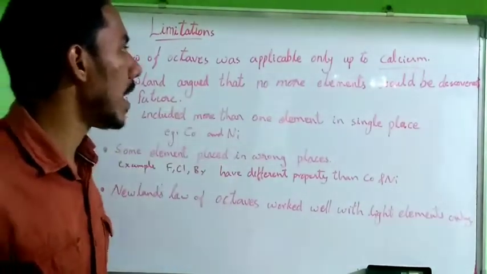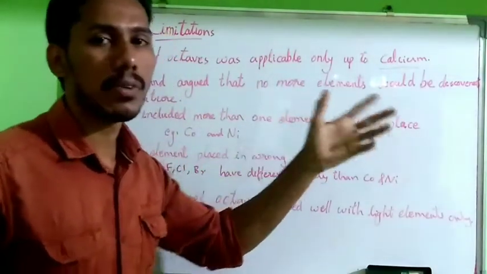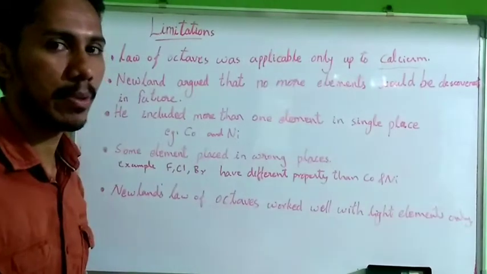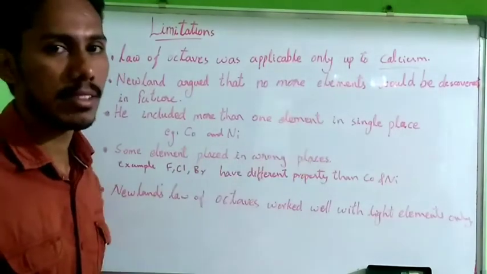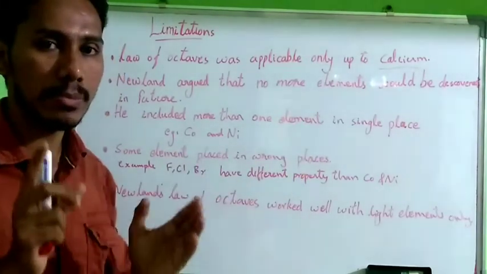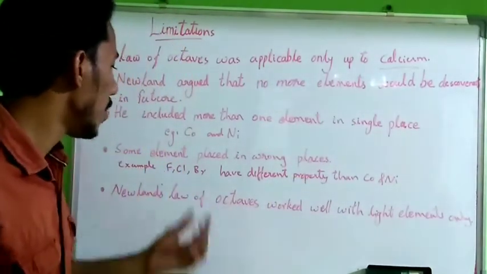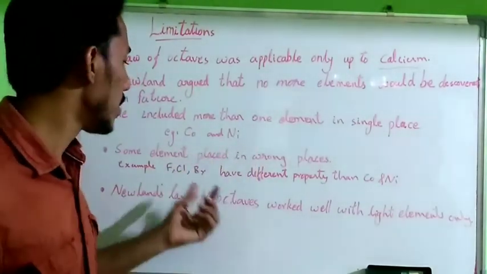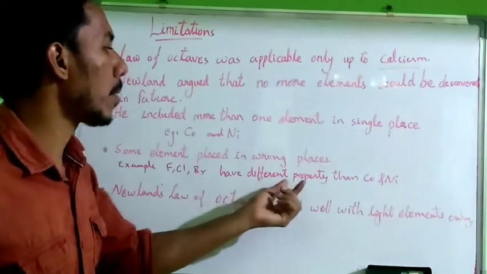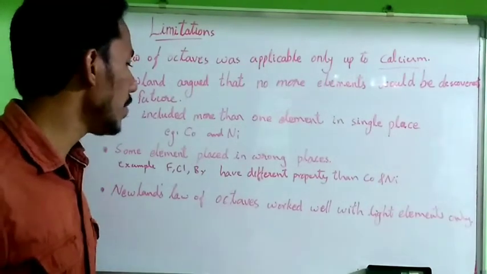Newlands argued that no more elements would be discovered, but a lot of elements were discovered after Newlands' theory, so that is false. Then he placed more than one element in a single slot, for example cobalt and nickel placed in the same slot. Some elements were placed in wrong places. For example, fluorine, chlorine, bromine, and cobalt, nickel are placed together, but fluorine and bromine have different properties from cobalt and nickel. The law of octaves only worked with lighter elements.